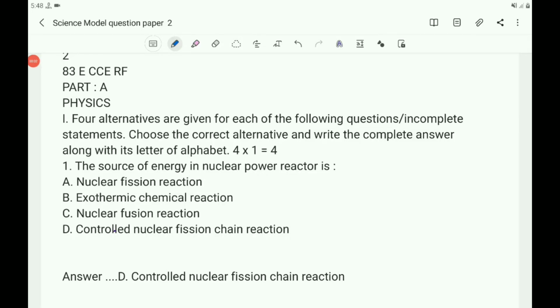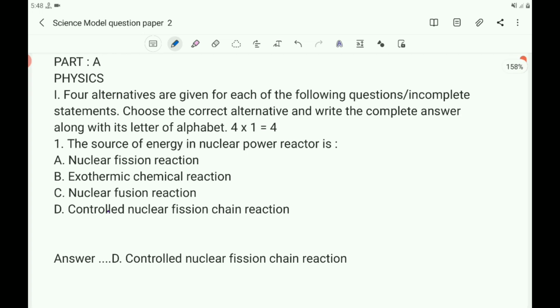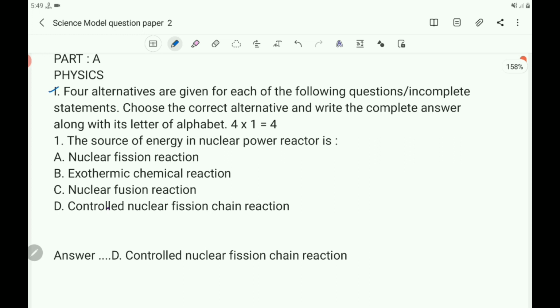Dear students, let us solve the Science Model Question Paper 2nd given by KSEB. Now let us start the physics part A. Come to the first main question.